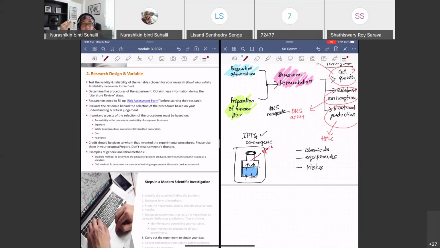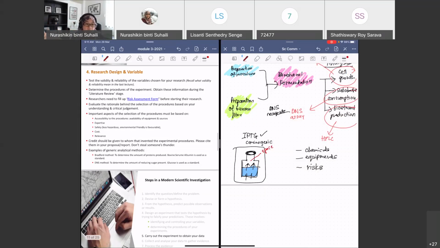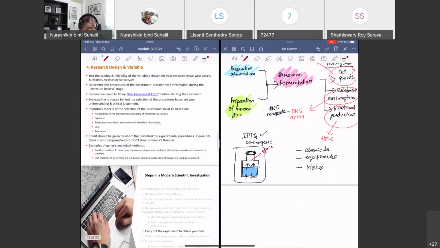So apart from the chemicals, you also have to know the risk of the equipment that you are going to use in the lab. That's why risk assessment is very important before you enter the lab or before you start the work.